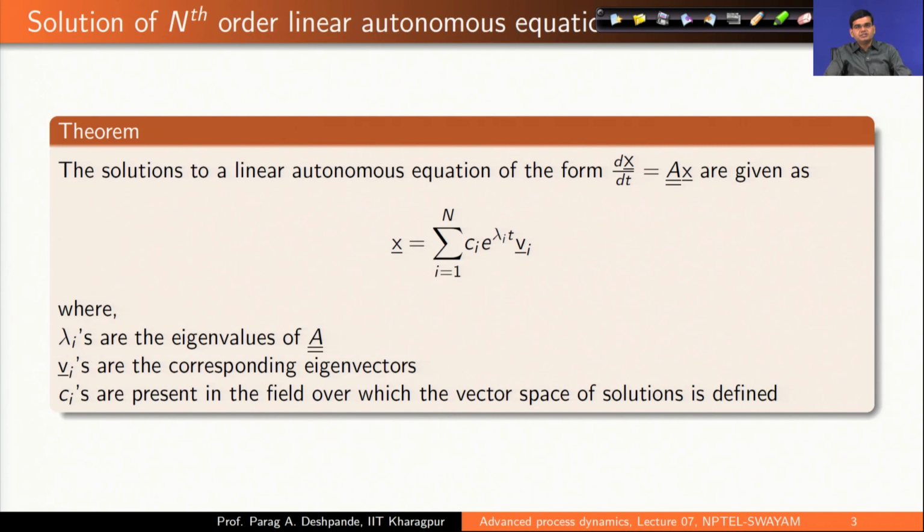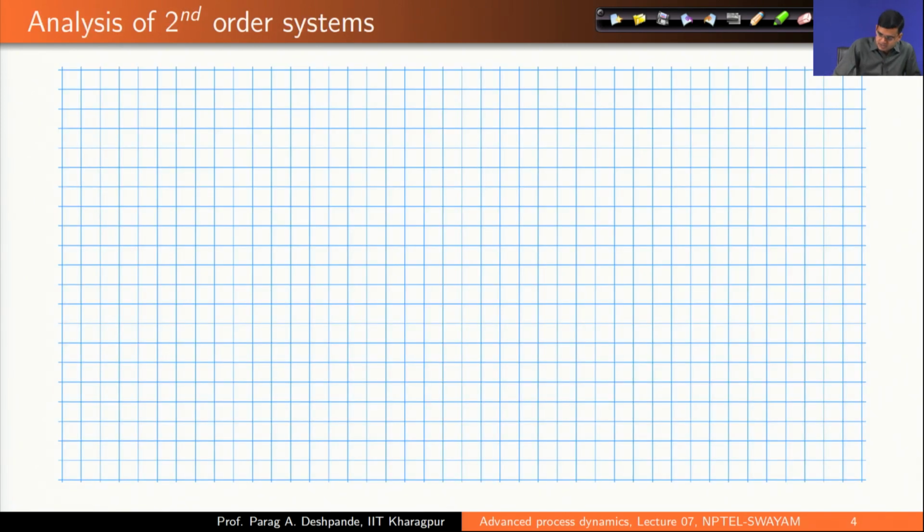To solve such equations, we said that the solution is given by x is equal to the summation, i goes from 1 to capital N, C i e to the power lambda i t multiplied by V i, where lambda i's are the eigenvalues of the matrix and V i's are the corresponding eigenvectors. We said that we will take the case of second order systems because of their relevance, and therefore, we will dedicate this lecture specifically for understanding the dynamical behavior of second order systems. So, let us look into typical second order systems.